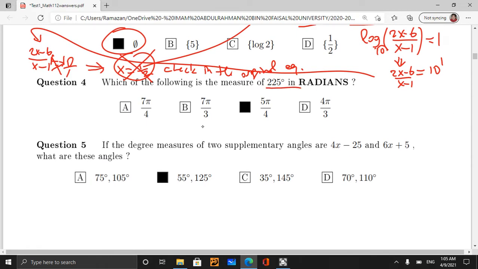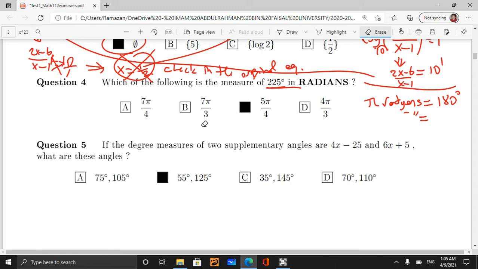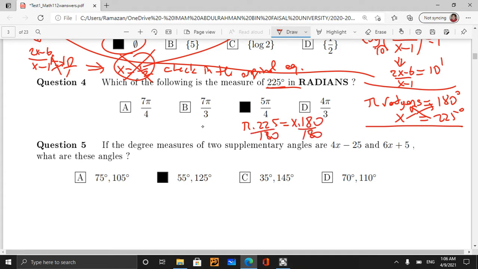This question, we want to write this one in radians. So here I'm using this rule: pi radians is always equal to 180 degrees. So you can say 225 degrees is how many radians? You can write it here, 225 degrees is how many, you can say x. Now you cross multiply these two, and then you get pi times 225 is equal to x times 180. Then divide both sides by 180, and after some simplification, you'll end up with D.